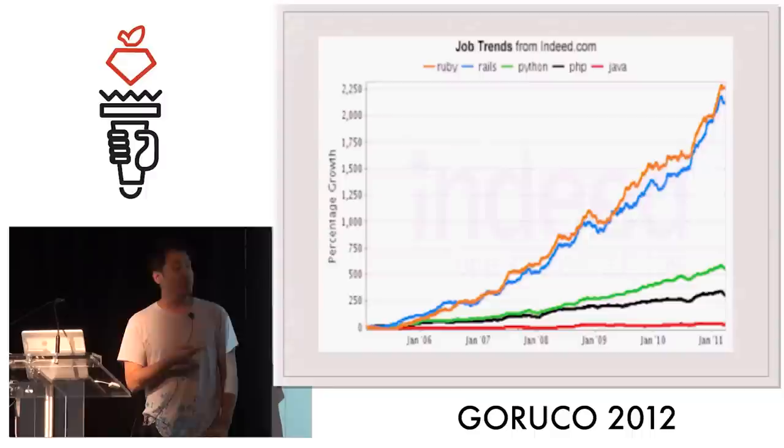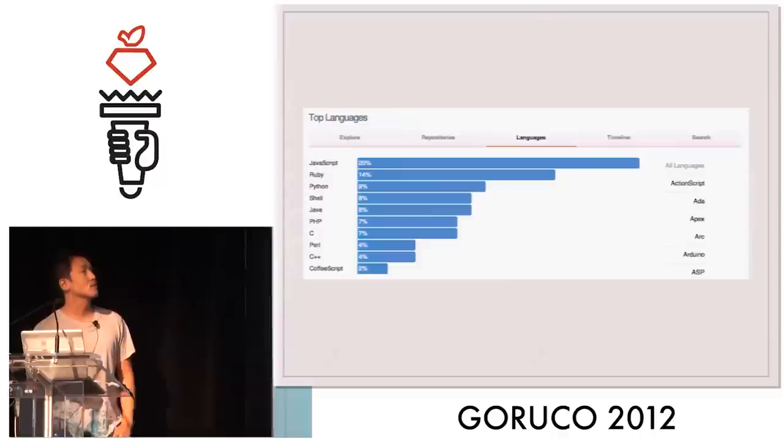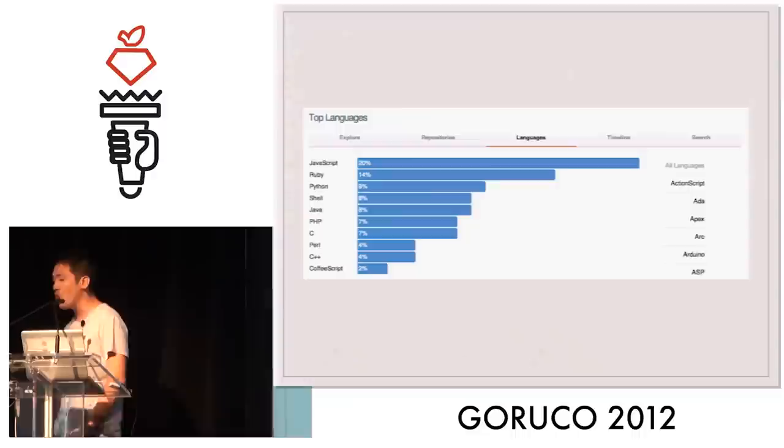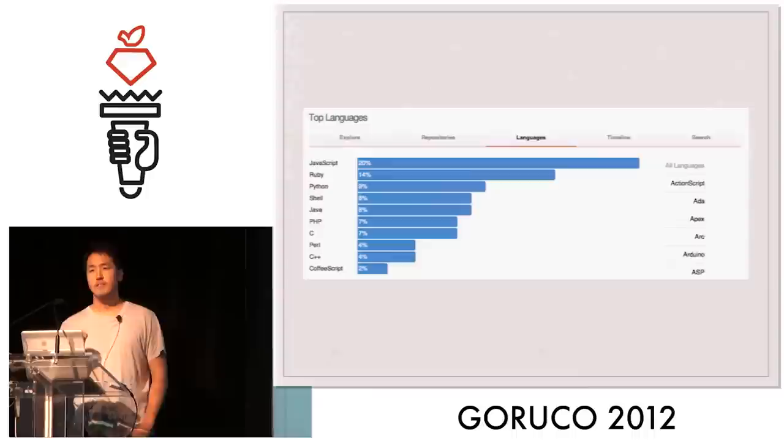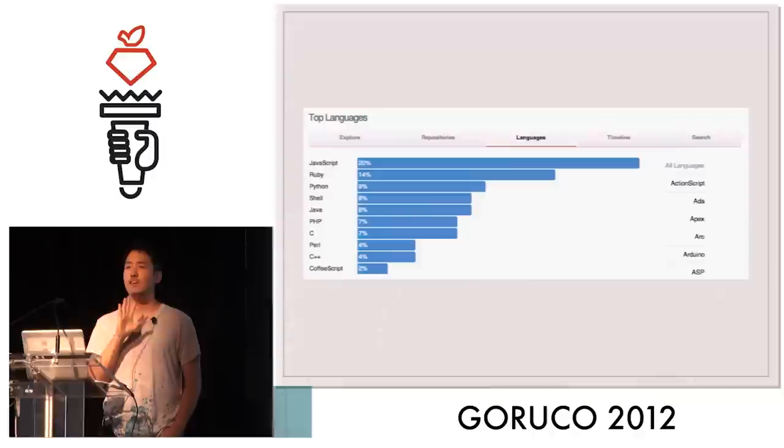So this is Ruby now. And this is the GitHub top languages graph. JavaScript has been ahead of Ruby, I think, for two years now. Now, it is not at all a given that this means that there will be more JavaScript jobs than Ruby jobs in the future. I don't think that's a given, but I think it is a factor.